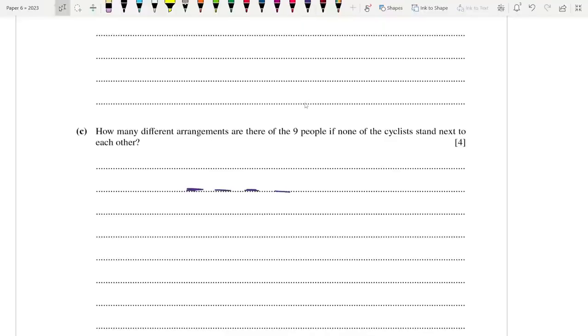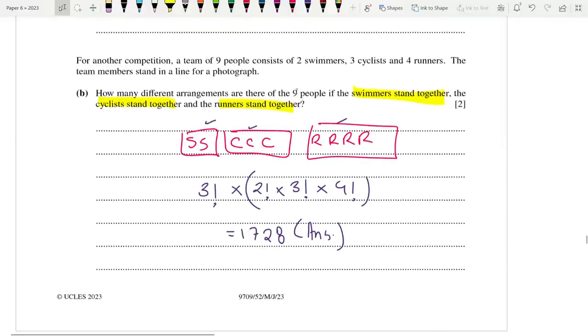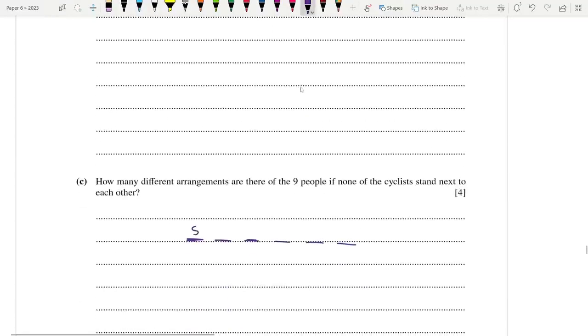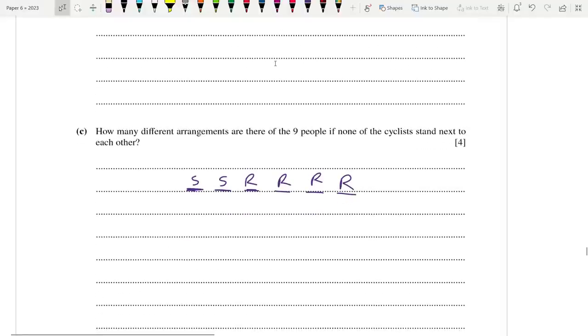1, 2, 3, 4, 5, 6. So like swimmer, swimmer, runner, runner, runner, runner. They can interchange their positions and they're all unique, so it's just going to be 6 factorial for them. Now for the cyclists, they cannot stand next to each other. So we have to go for the arrow method.